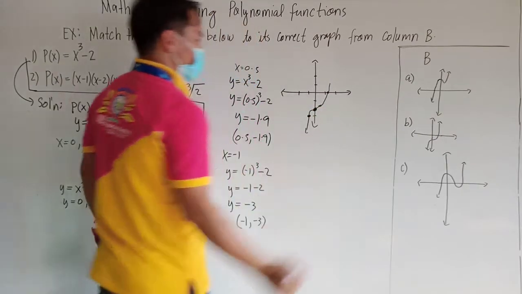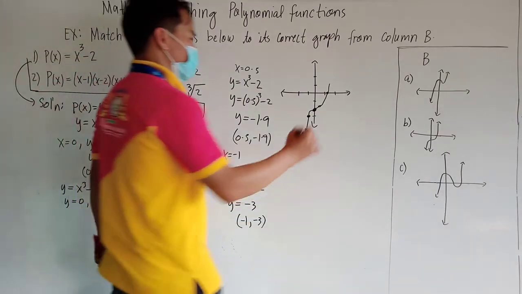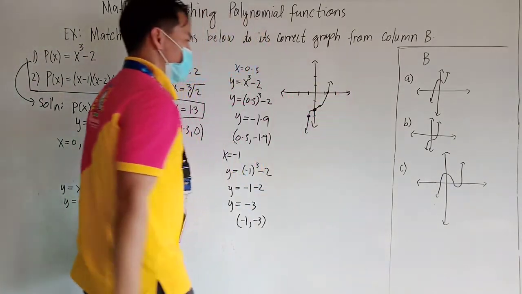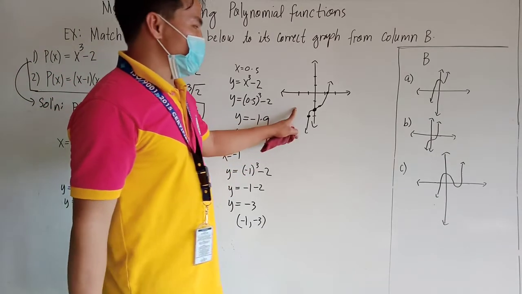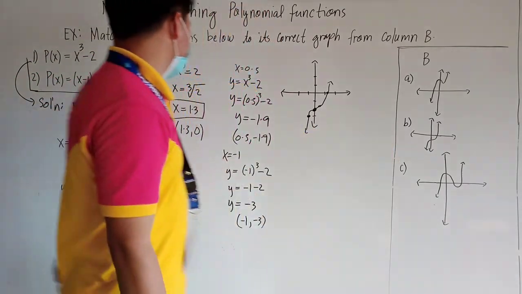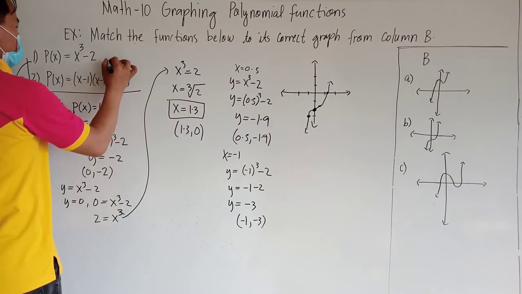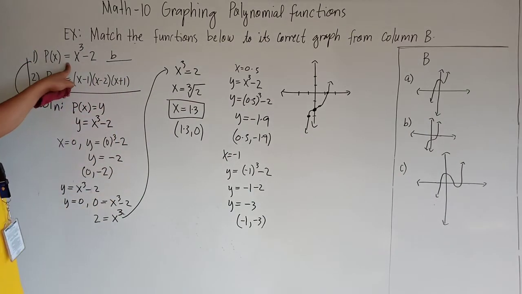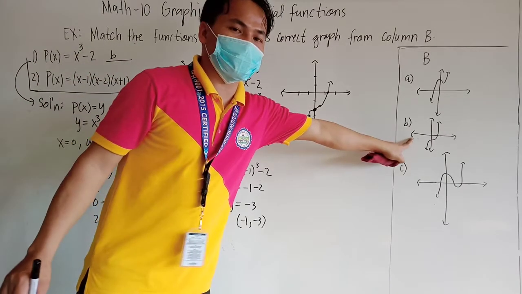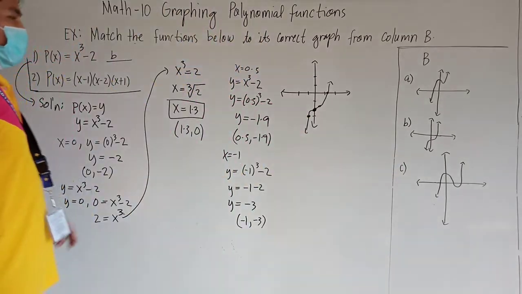Okay? So which of the following graphs? The graph that is the same as this one is from letter B. Okay? So the answer for the first function is letter B. Meaning the graph of this one corresponds to column B, which is letter B.